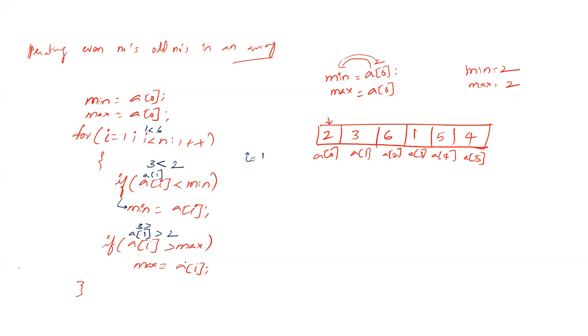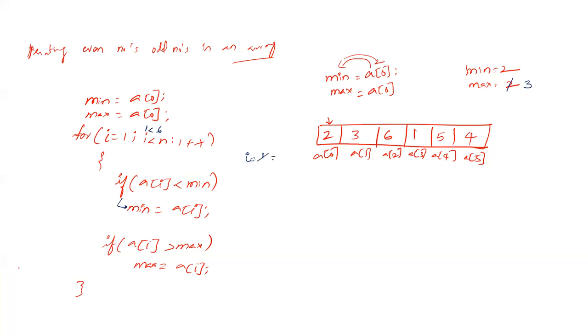So therefore, I'm placing the A of I value. What is A of I? A of 1 value. What is A of 1 value? It is 2, and I'm placing it into max. Now what is the max value change? 3. So next, min value is the same, but max value is changed. Now again, I've completed all the statements. I should go to the I++.